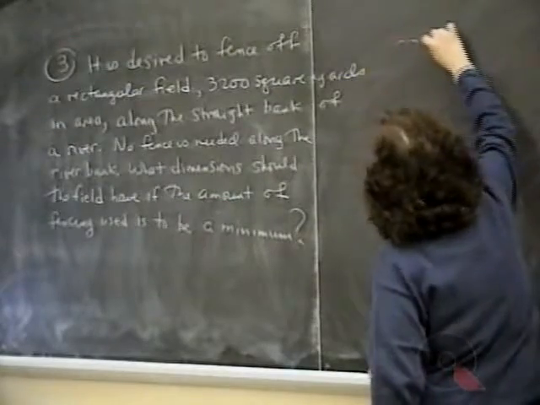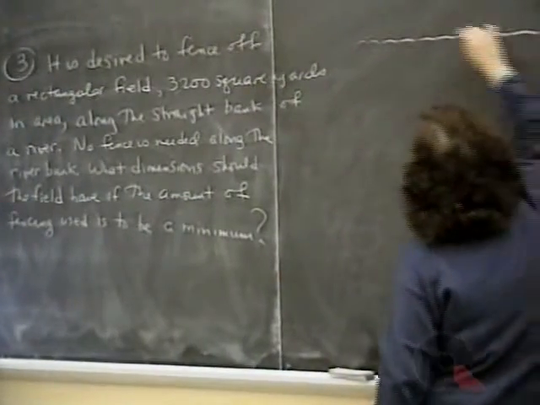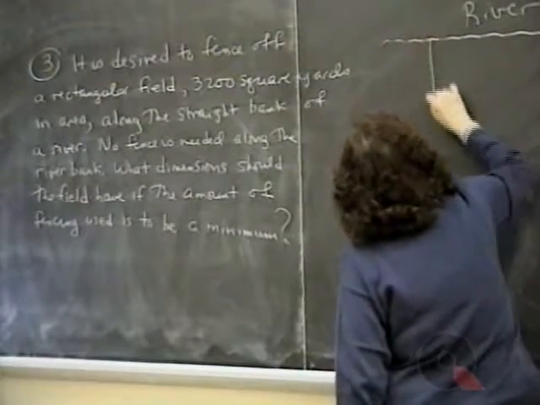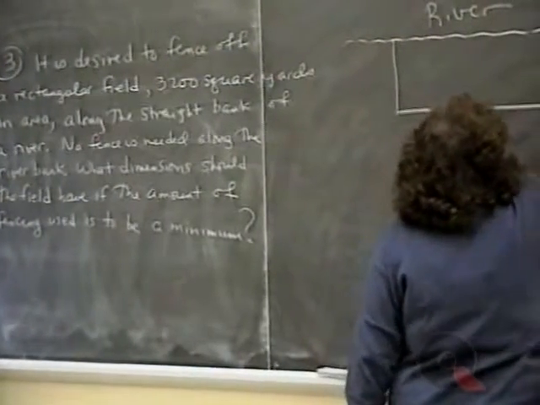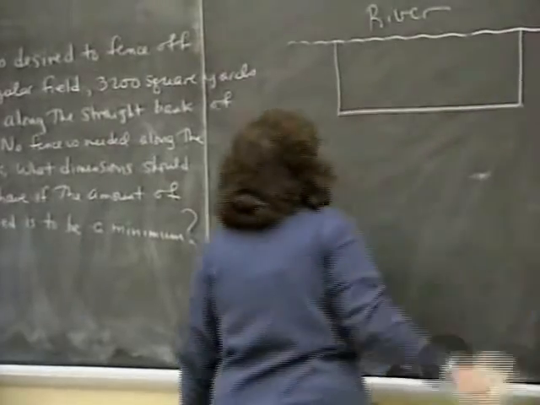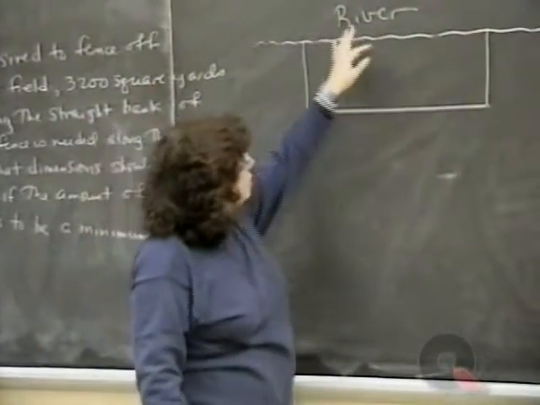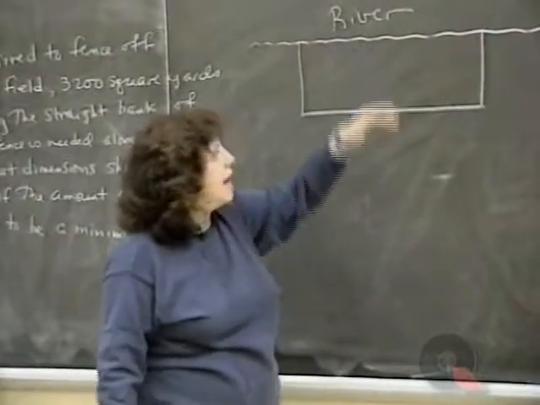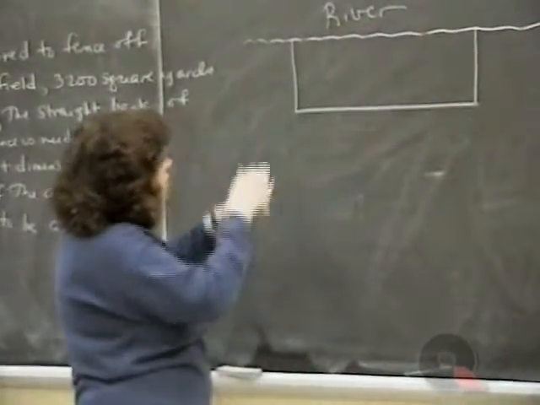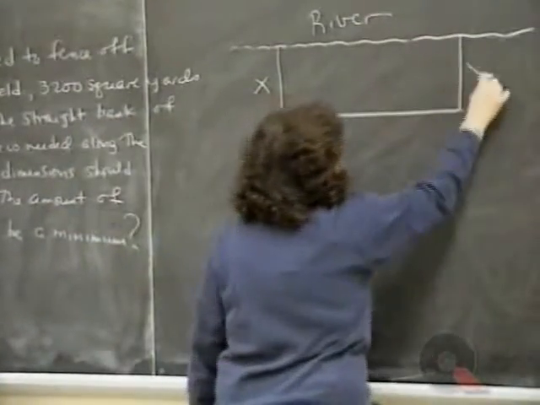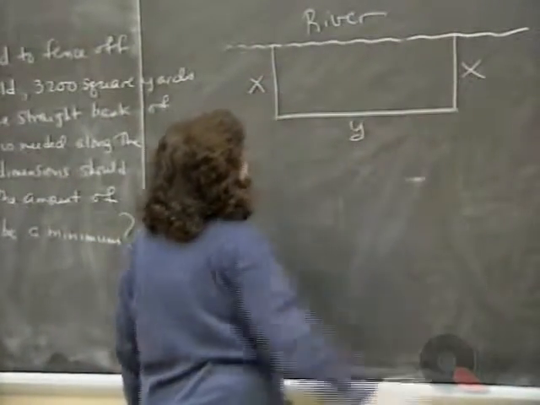So we have our river here. And we're going to fence in this field. Maybe we're going to keep animals or something in this enclosed region, but we don't need the fence on the riverside. That's a natural boundary. So we just need the fence on the other 3 sides. So let's say x, x, y.